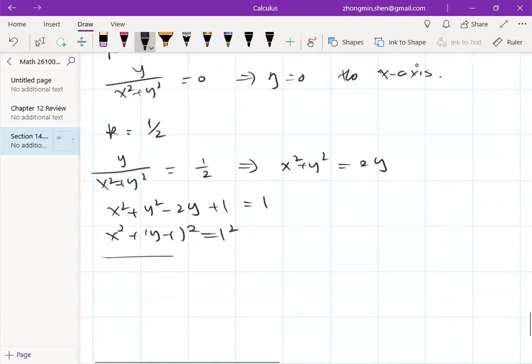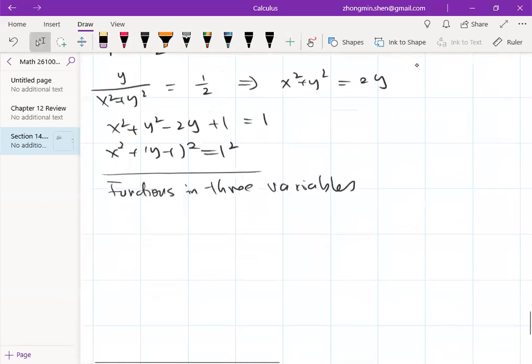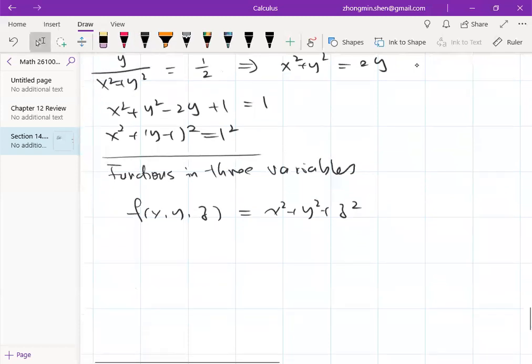Right. So I'm going to spend a little bit more time on functions of 3 variables, not just one. The simplest function will be f of x, y, z equals x squared plus y squared plus z squared. Okay, here's the example. How does the graph look?